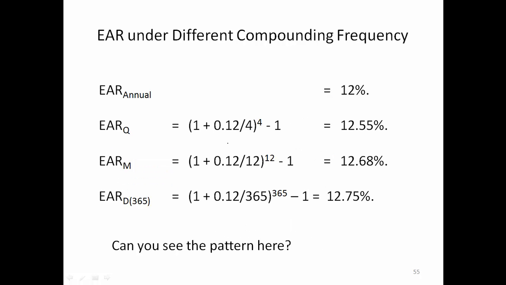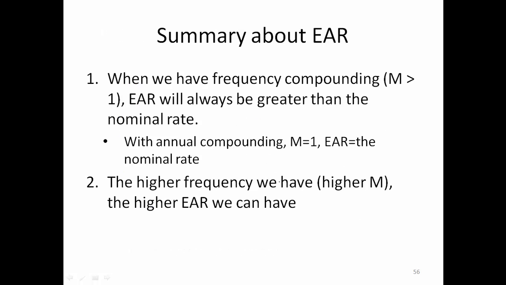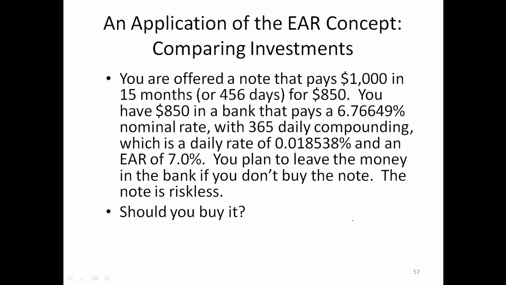You can also plug in the numbers for quarterly compounding, which is 4 times a year, monthly compounding, which is 12 times a year, or daily compounding, which is 365 times a year, and you can verify these numbers. The pattern suggests that the more frequent the compounding, the higher the effective annual rate we can have. So we can use this to compare investments.